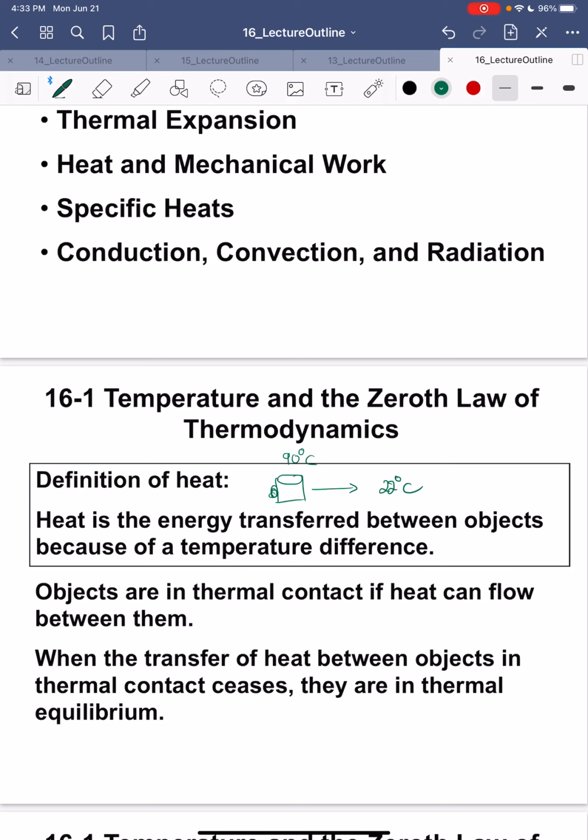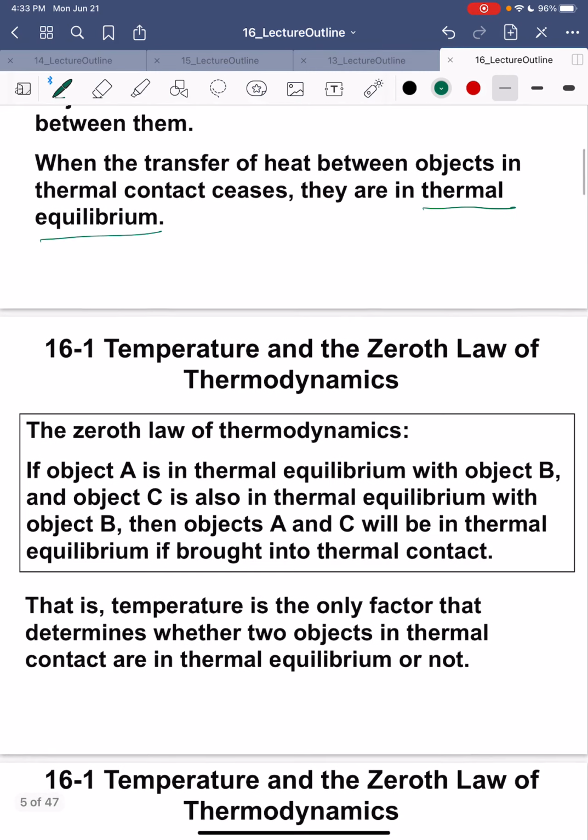Now, when the transfer of heat between objects in thermal contact ceases, they are in what is called thermal equilibrium. There is a law called the zeroth law of thermodynamics. We are going to study different laws here. All of them are easy. I will not say complicated, but the easiest one is the zeroth law of thermodynamics, which we don't even need to give a proof for because it is really a common sense thing.